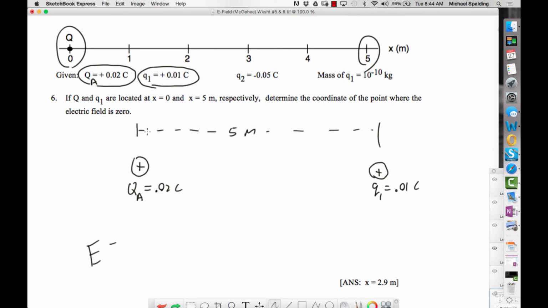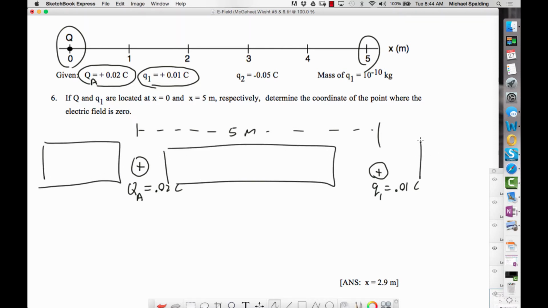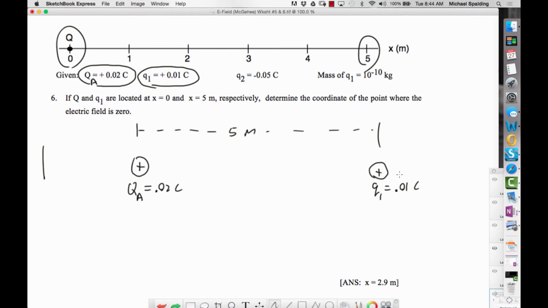So let's take a look at where this could be. We're going to look at 3 regions. So where are the 3 regions where the answer could be? The 3 possible regions would be over here somewhere, in the middle somewhere, or over here somewhere. Only one is possible. 2 of them are not possible. So let's look at why. Let's take a look at the region to the left first. Could the answer be somewhere over here? Absolutely not. Let's look at why.